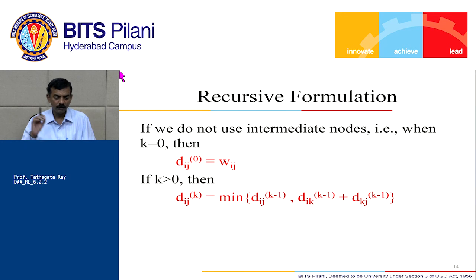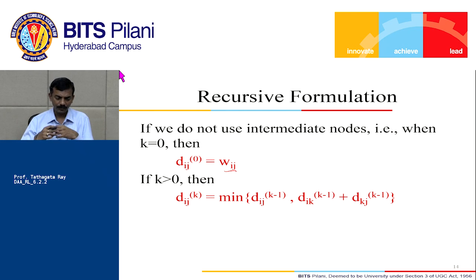So, if we do not use intermediate nodes, that is k is equal to 0, that means that in the very beginning, we will start with k is equal to 0. That means we are not going to pass through any intermediate nodes. Then d_ij^0 will be nothing but the original weight matrix w_ij. If I have an edge, then only I can go from one to the other through none of the vertices, k is 0.